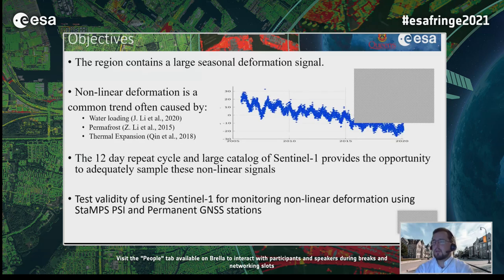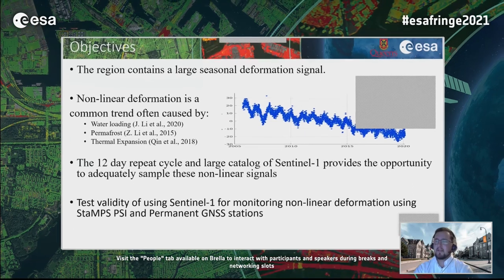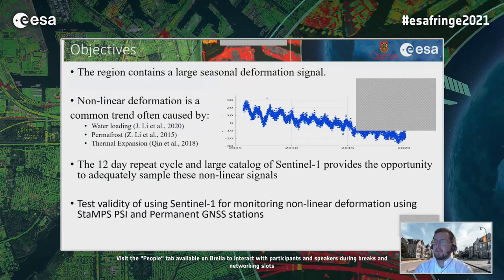The DFM contains a large seasonal deformation signal due to the swelling of expansive soils. Seasonal trends in deformation time series are a common feature among PSI in persistent scatter analysis, often caused by situations such as water loading, as observed in Southern Ontario, active layer freeze-thaw cycles, as observed in permafrost-affected regions, as well as thermal expansion and contraction often observed in infrastructure analysis. A large amount of Sentinel-1 data is available, and with a repeat cycle of 12 days, it allows the possibility of sampling these seasonal trends.